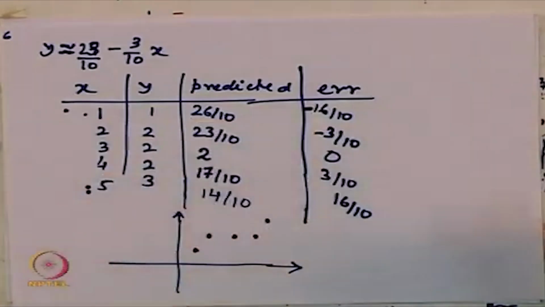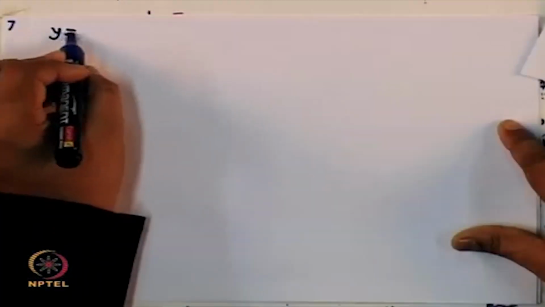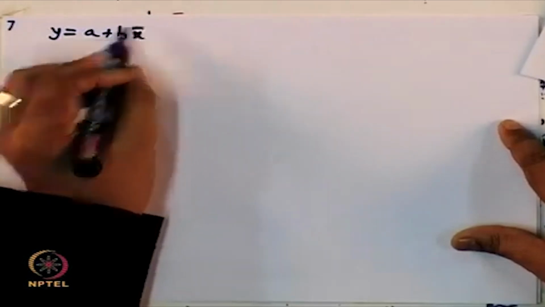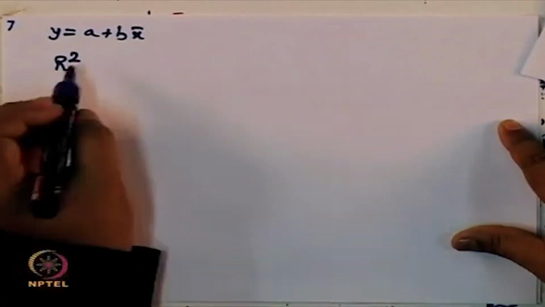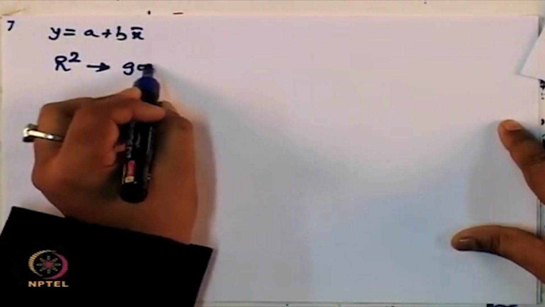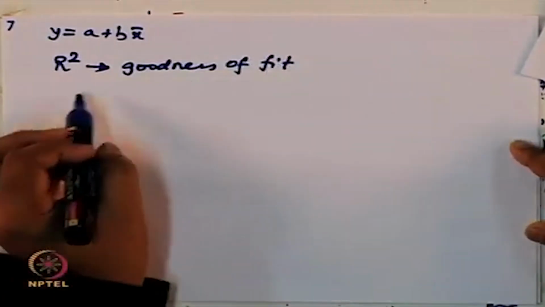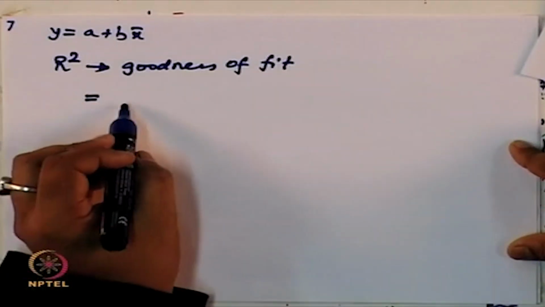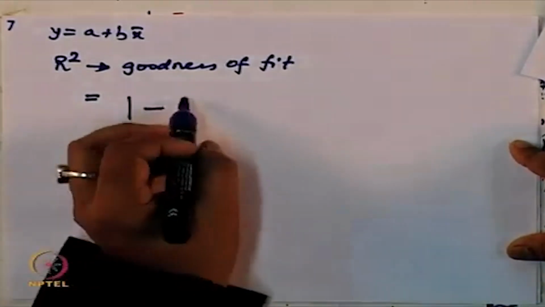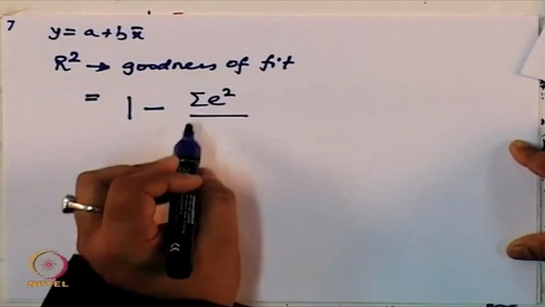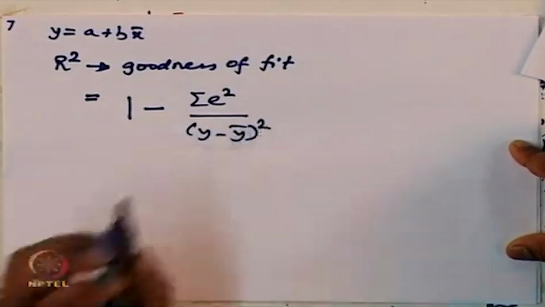The way to estimate the goodness of fit of this data is to compute R square. What you typically have, if you do it in Excel or Origin or any of the standard statistical softwares, is that in addition to the equation they write, they also write a value of R square. This R square is a measure of goodness of fit. R square is given by the expression R square is equal to 1 minus the summation of E square by y minus y bar whole square.